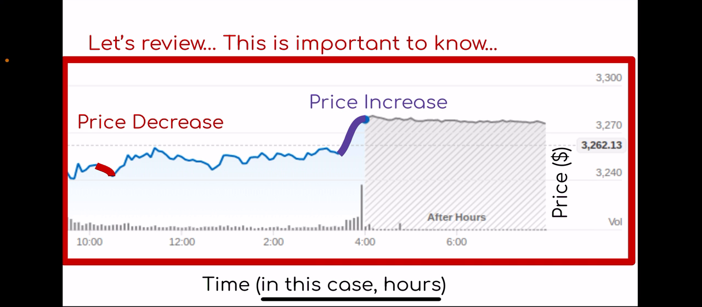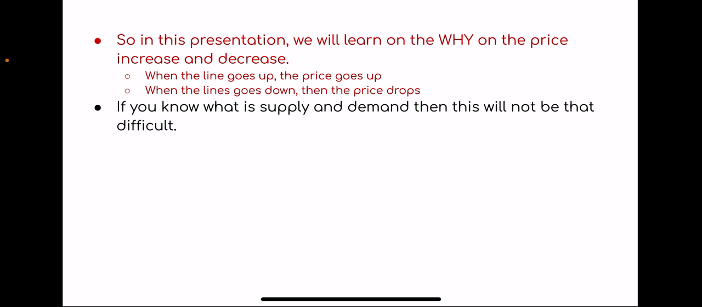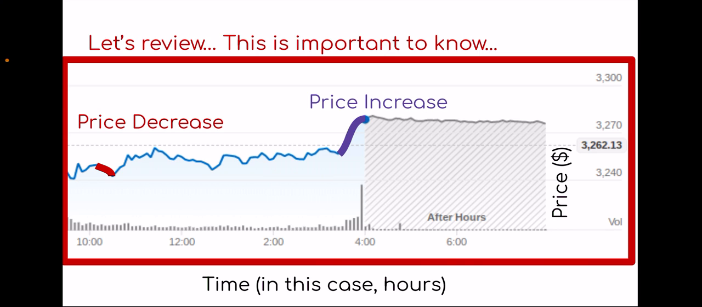So let's review. It is important to know the price decrease, which is an example of the red line, and the price increase, which is an example by the purple line. Besides these two, you need to know the time and the price. In this presentation, we will learn the why behind the price increase and decrease. When the line goes up, the price goes up. That is an example of the purple line. When the line goes down, then the price drops. That's the example of the red line.